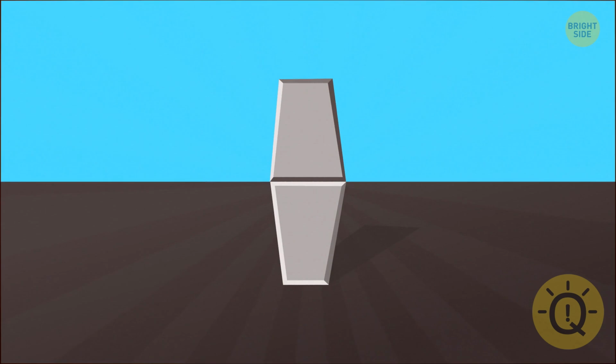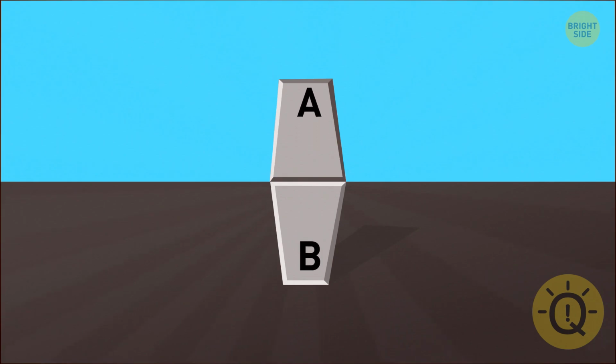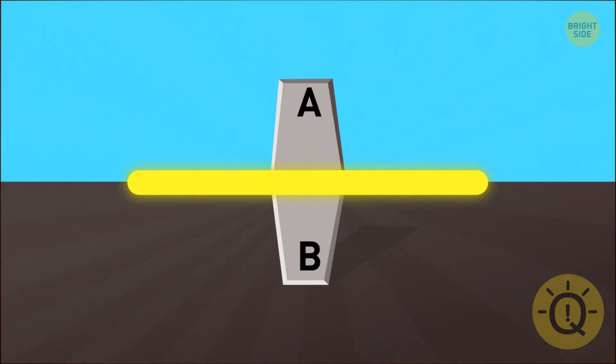Can you tell which of the surfaces is darker? Is it A or B? Surface A only seems obviously darker. In reality, they are exactly the same color. Cover the middle of the drawing with your hand to check it.